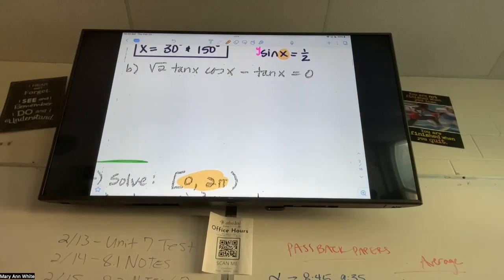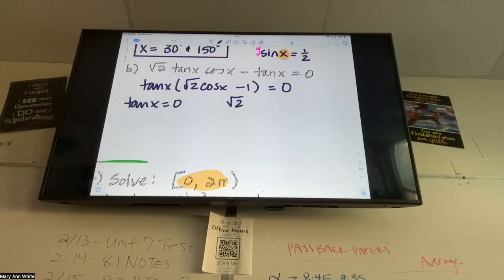Just like the one above, can we take anything out of both of these terms? Take that tan x out of everything. Now that root 2 might be troublesome to us, but if we remember, our unit circle has square root 2s, has square root 3, so I'm not really that worried about it yet. Now what do we do? Good, set each equal to 0. So I've got tan of x equals 0, and I've got square root 2 cosine x minus 1 equals 0.